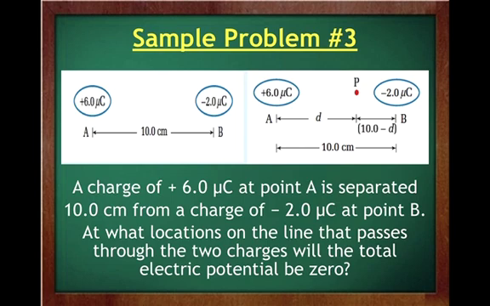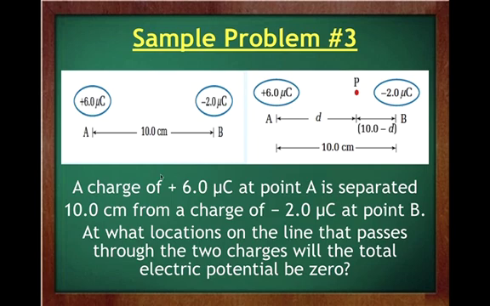In this one, you have a charge of positive 6 microcoulombs at point A, separated 10 centimeters from a charge of minus 2 microcoulombs at point B. At what locations on the line that passes through the two charges will the total electric potential be 0? If we're talking about total electric potential, we're talking about the algebraic sum of the electric potential at some point on this line from A and from B, adding them together and getting an answer of 0.